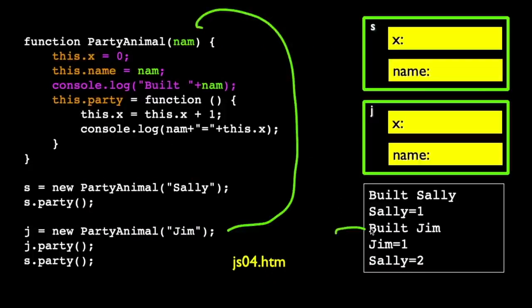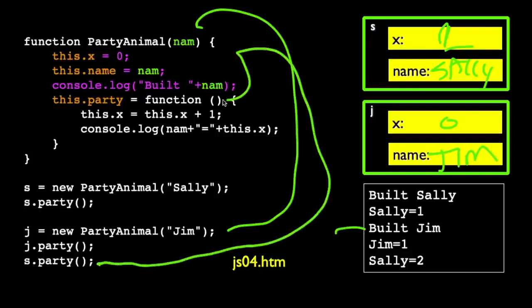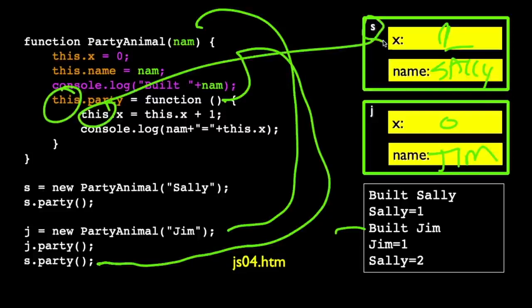Create Jim. Out comes built Jim. And then this is 0, this is Sally, this is 1, this is 0, this is Jim, right? And it says Jim equals 1. And then we're going to call s.party here at the very end, and so it's going to run this party code again, except now this is an alias of s. So you can see how when we call j.party, this is an alias of j, and we call s.party, this is an alias of s.